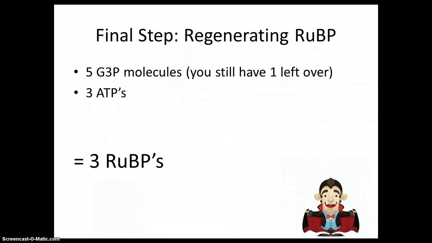Our final step is regenerating RUBP, which we can use to start the recipe over again. Take 5 of your 6 G3P molecules and add 3 ATPs, which were taken from the thylakoid factory. This will give you 3 molecules of RUBP and leave 1 remaining G3P. The remaining G3P is what Calvin uses in his baking.